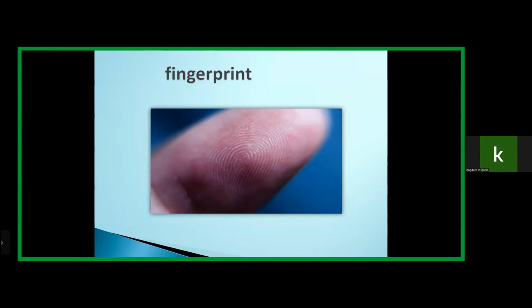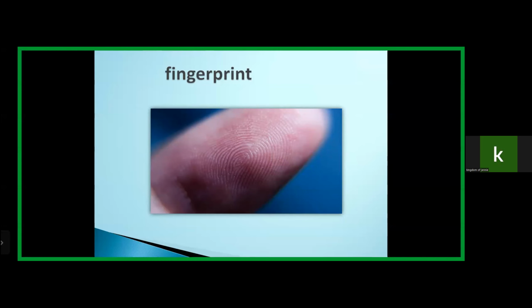Then we have to know the fingerprint. The fingerprint is an imprint consisting of prominent papillary lines in the epidermis of the skin that surround the depressions. We know that the skin has three layers: the epidermis, dermis, and hypodermis. These lines are in the epidermis of the skin, and the prominent lines are above the openings of the sweat pores.